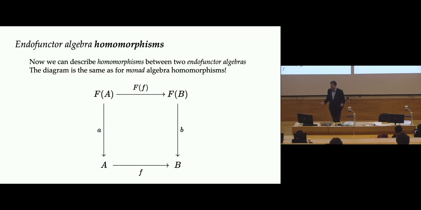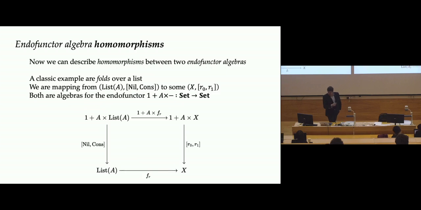And just as before, the same way we defined homomorphisms of monad algebras, we can define homomorphisms of endofunctor algebras. Really, the diagram is exactly the same. Nothing has changed. We take two different algebras, and we have a map that maps the two carrier objects in a way that this diagram here commutes. And one classic example of an endofunctor algebra homomorphism is a standard operation you might do over a list, which is known as a fold. You might have heard about folds before.